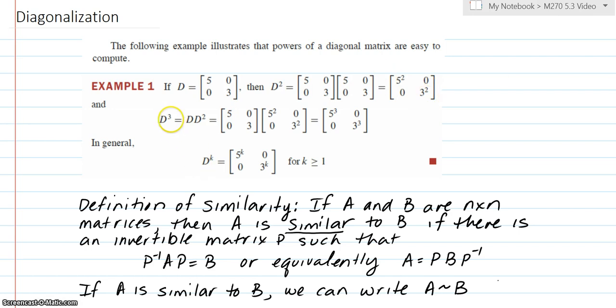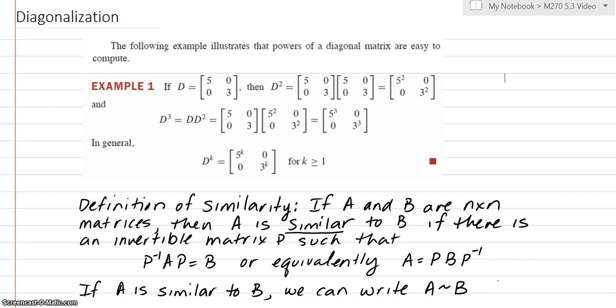So if we take D cubed, that's D times D squared. If we multiply D and D squared, because we just found that, we get D cubed. So in general, D to the k is just raising the diagonals to the kth power, for k bigger or equal to 1. So this is one reason why we would like to diagonalize our matrices.